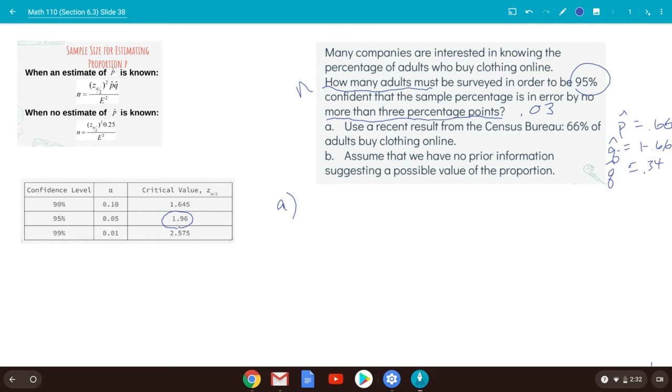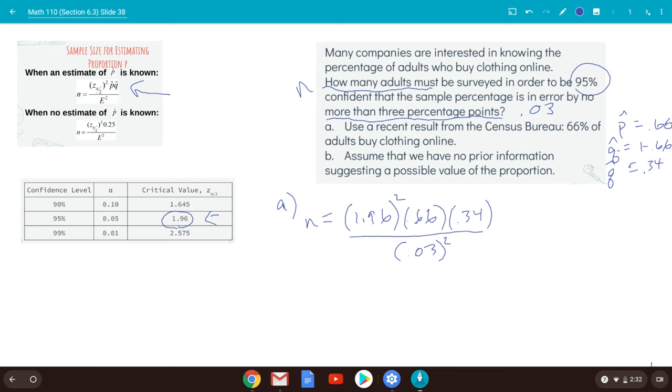If I look at the formula that I'm going to use up here, I think I have everything. And so it says that n is going to be equal to our z value, again, that's 1.96, squared, times p hat, times q hat, divided by our error, which is 0.03 squared. So that's my setup.